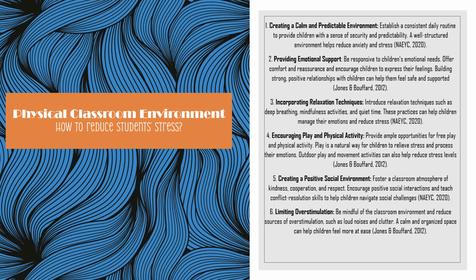How to reduce student stress? Well, creating a calm, predictable environment: establish a consistent daily routine to provide children with a sense of security and predictability. To provide emotional support, be responsive to children's emotional needs, offer comfort and reassurance, and encourage students to express their feelings. Building strong, positive relationships with children can help them feel safe and supported.